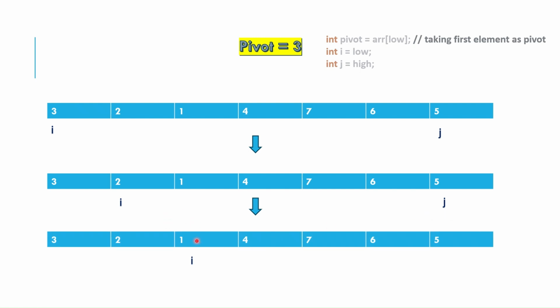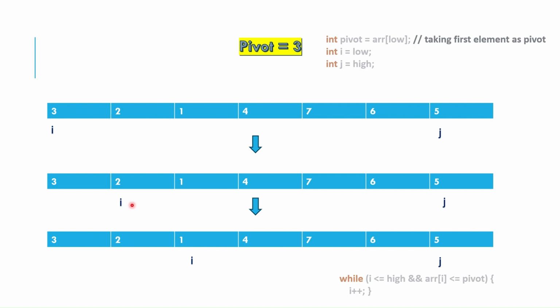Now increment the I. Now I is in the position of 1. Okay. Pivot is 3. I is in the position of 1. J is anyways at its highest position, because as of now we are not dealing with J. You are first crossing the I. Okay. Fine. Okay, now let's write the pseudocode parallelly.